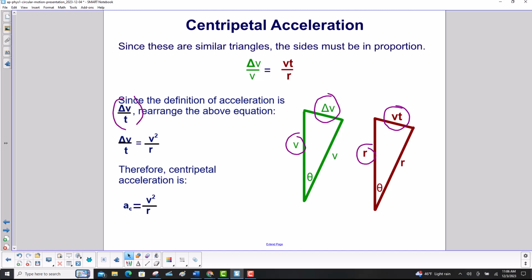Next we take the definition of acceleration, which is delta v over t. And using this equation here, we're going to put t over here, and v is going to go over here. So we now have delta v over t is v squared over r. Therefore, the centripetal acceleration is v squared over r.